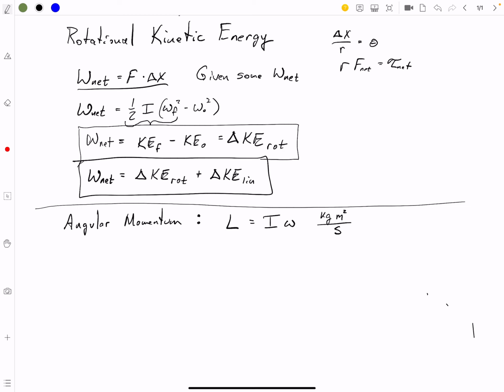So we could say something like I naught omega naught equals I final omega final. What have we just done? We've said that L naught equals L final. Awesome. This means L naught is a constant, or we are conserving angular momentum. Okay, so these are statements of angular momentum conservation.